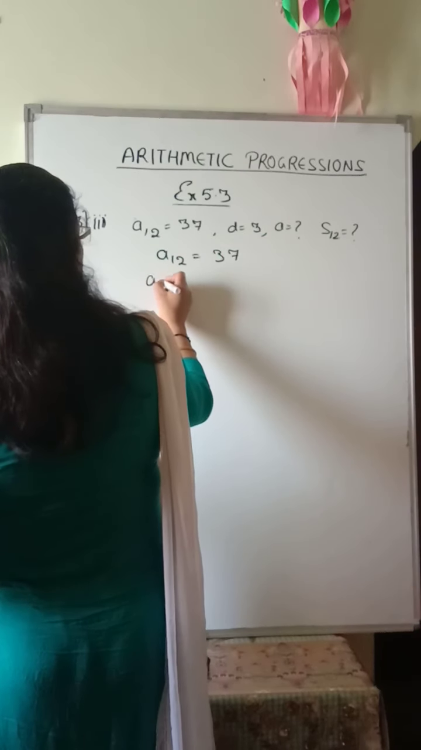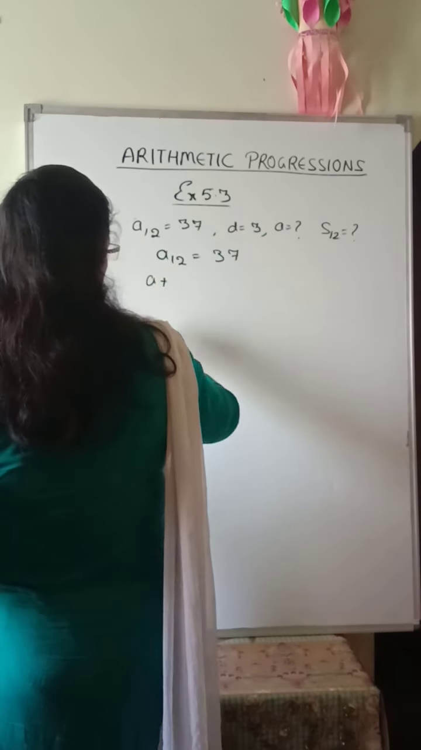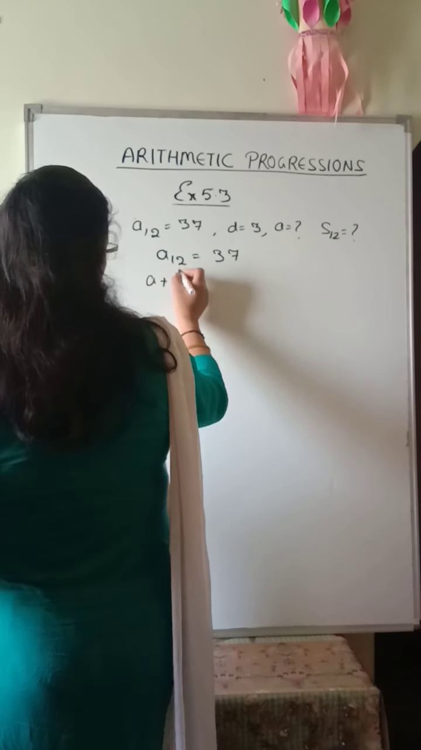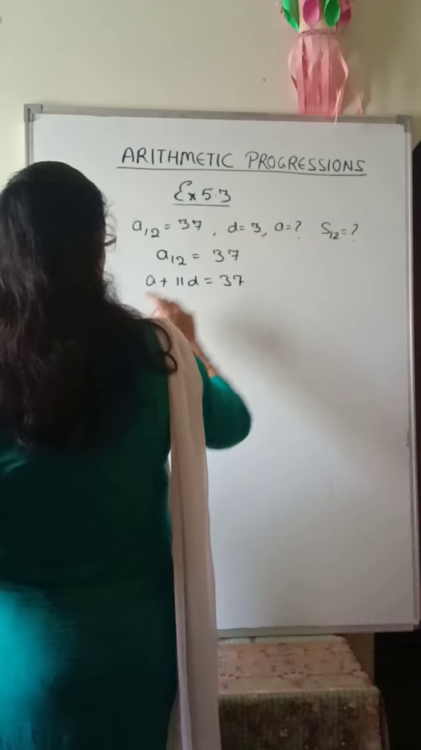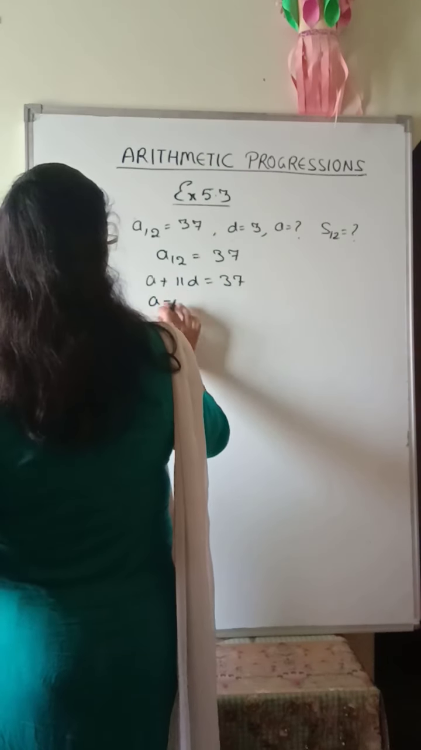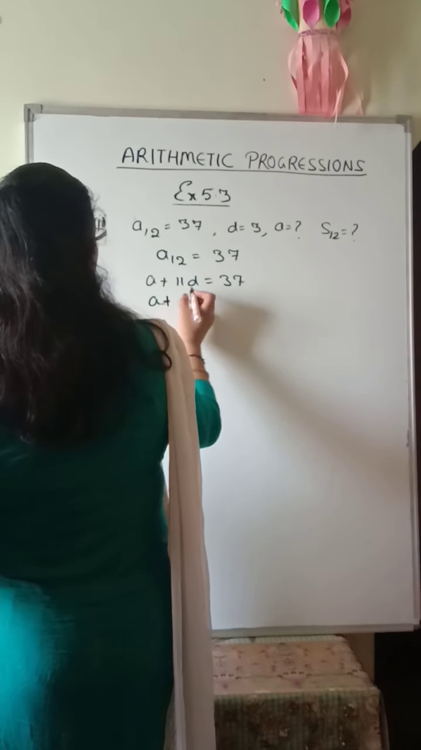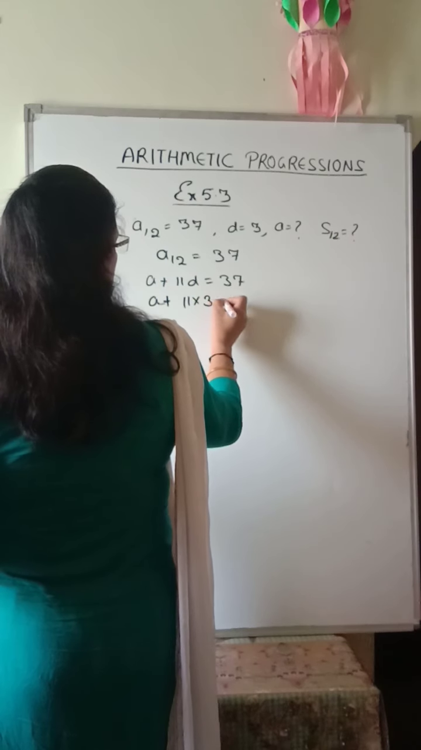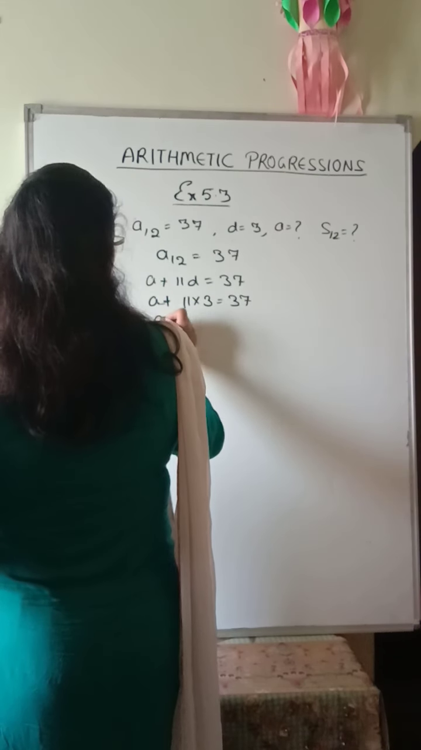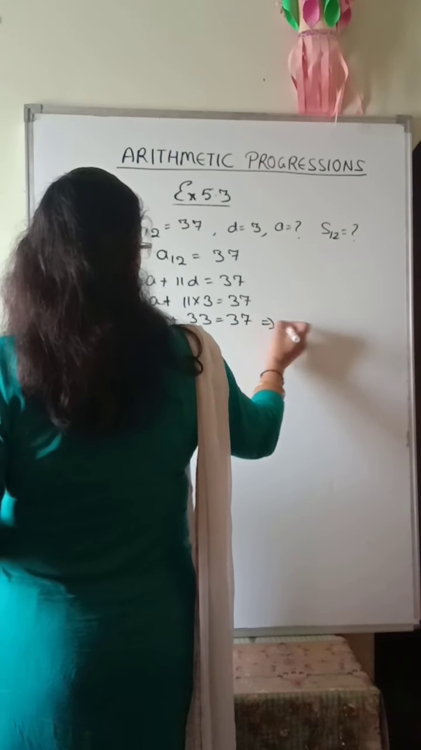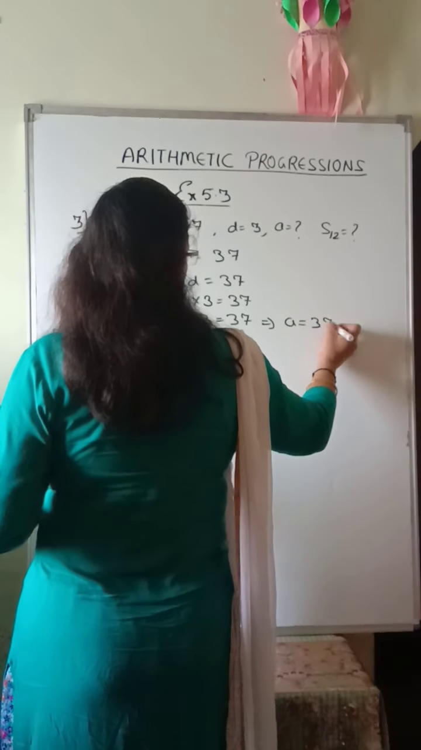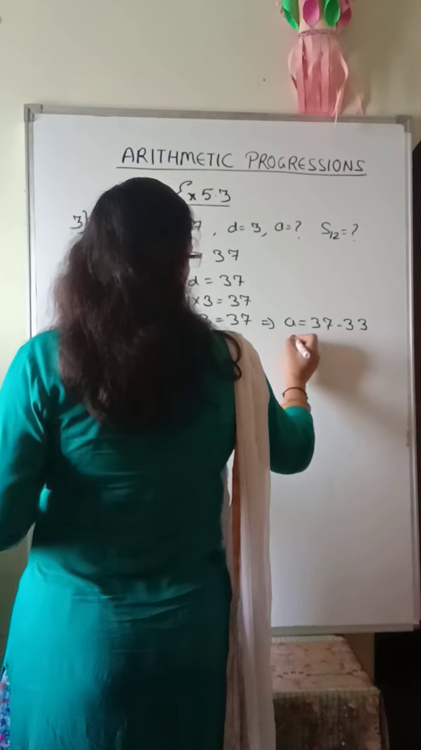A12 term: A plus (n minus 1) into D. By the nth term definition, A plus (12 minus 1), 11D equals 37. The value of D is given to us, so A plus 11 into D, D is 3, equals 37. A plus 33 equals 37, which shows A equals 37 minus 33.